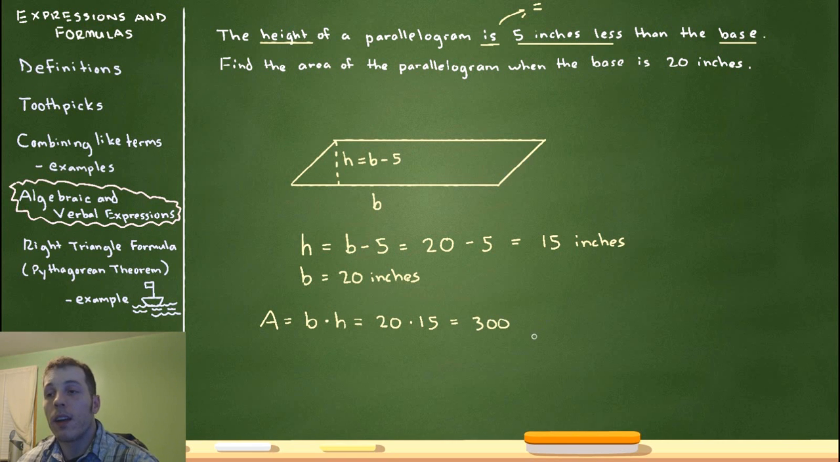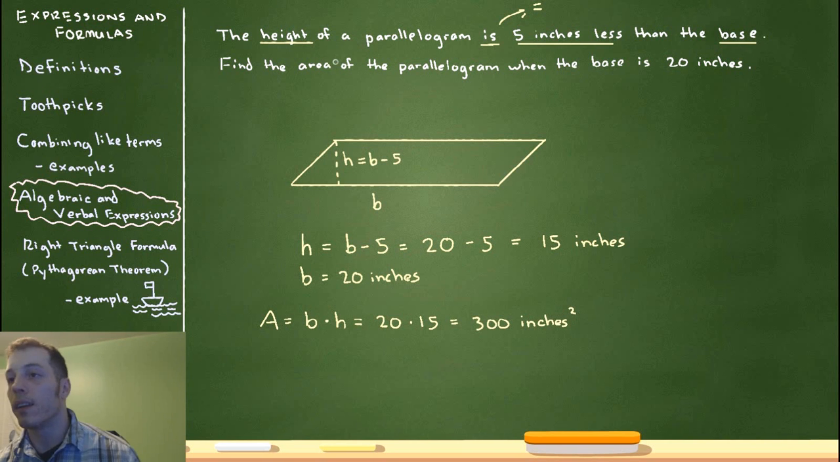And don't forget the units down here. Since we're talking about an area, this is a two-dimensional measure, so that means our units are going to be squared. So this should be 300 square inches. Even though I say square inches, you write the exponent after the inches here. So 300 square inches is the area of this parallelogram. Okay, so that's one example of how we translate these verbal statements into mathematical expressions and formulas and equations.